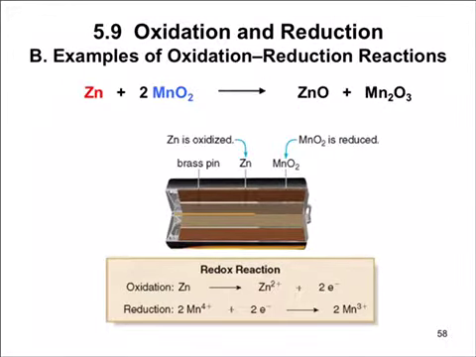So you can see if you were to actually cut open a battery, it would look much like this, where you have your zinc electrode, your manganese 4 oxide paste, and this brass pin is just used for the ability to connect out the electrodes.